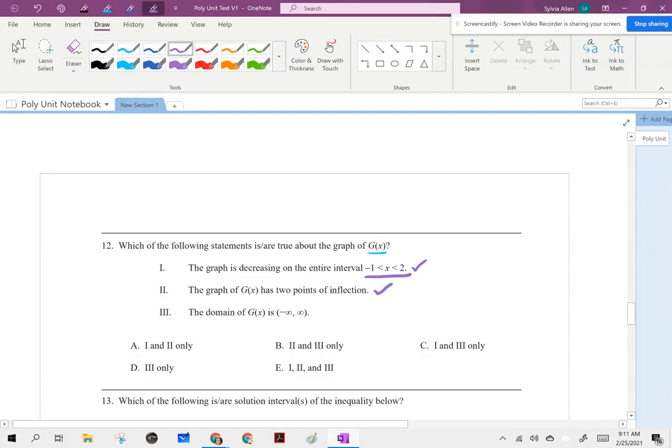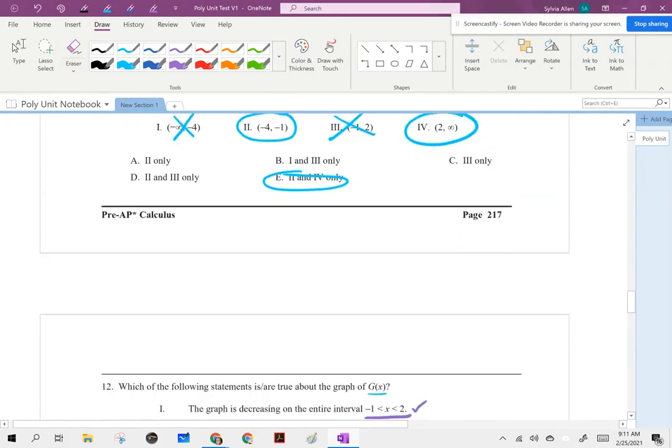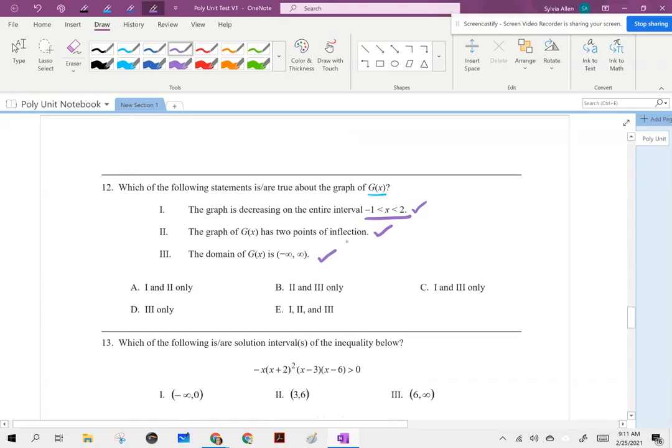The domain is all real numbers. Well, let's take a look. Is there a hole? Is there every x value that's represented? That's true. Polynomials are all real numbers. So we're looking at 12 as being E.